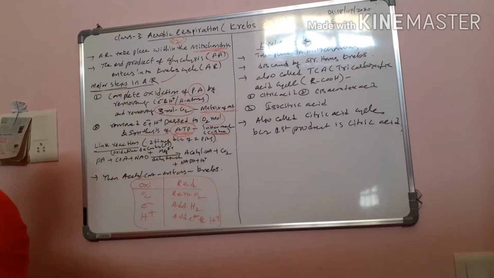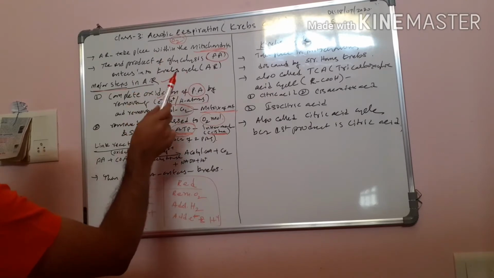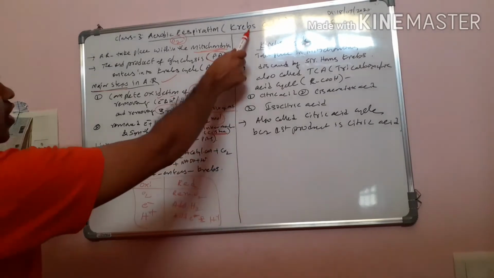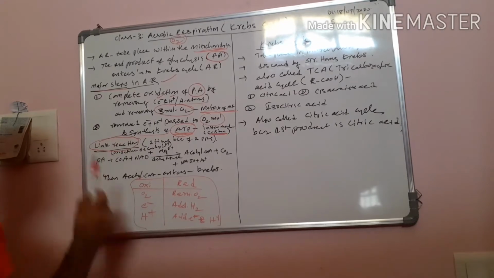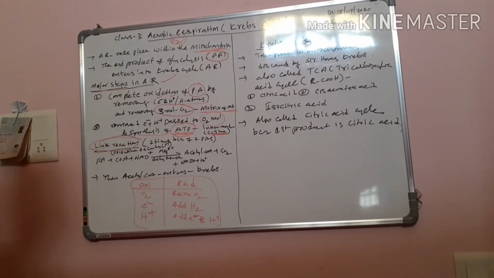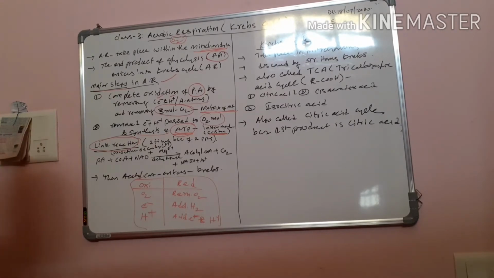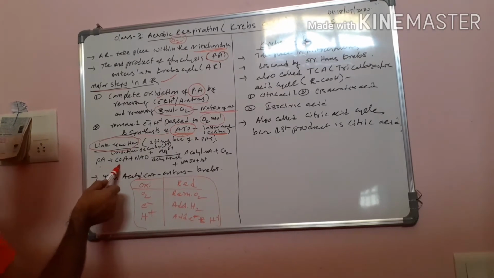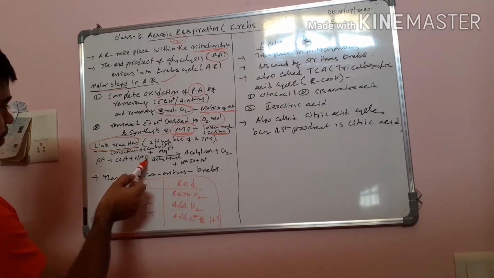The end product of glycolysis, that is pyruvic acid, does not directly enter the Krebs cycle. Before entering the Krebs cycle, it undergoes one more reaction, commonly called the link reaction. It is also called oxidative decarboxylation. Pyruvic acid in the presence of coenzyme A, and here one coenzyme, NAD plus, is also involved.